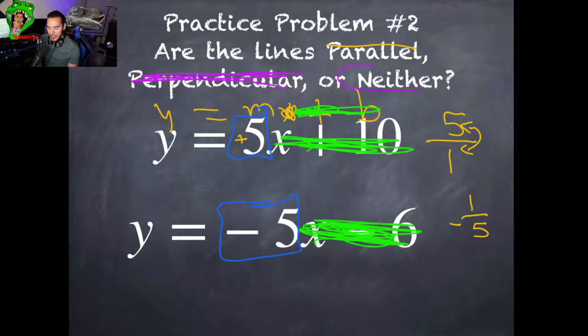The answer is neither. So a lot of you are going to be like, what? And it's just that they're lines. They're just not parallel and perpendicular lines. They don't fit that criteria. Okay?